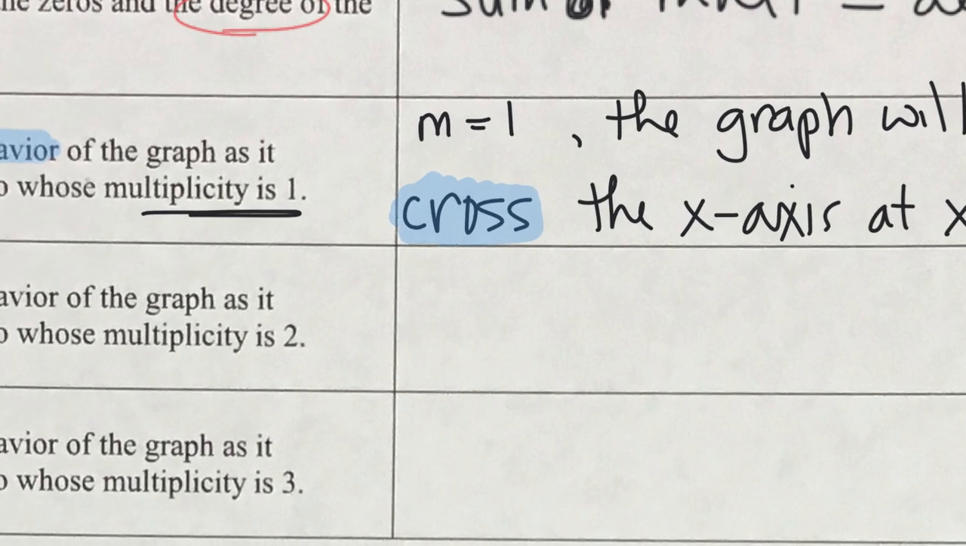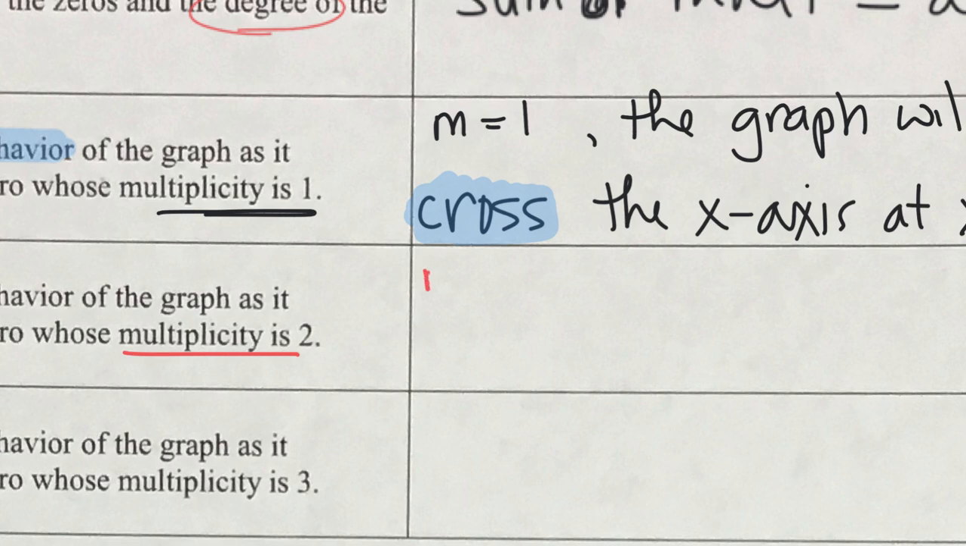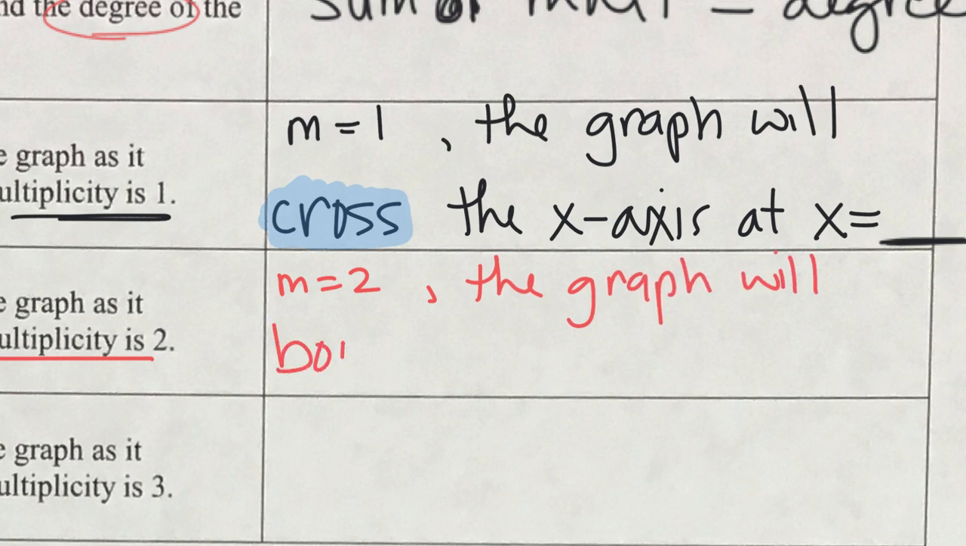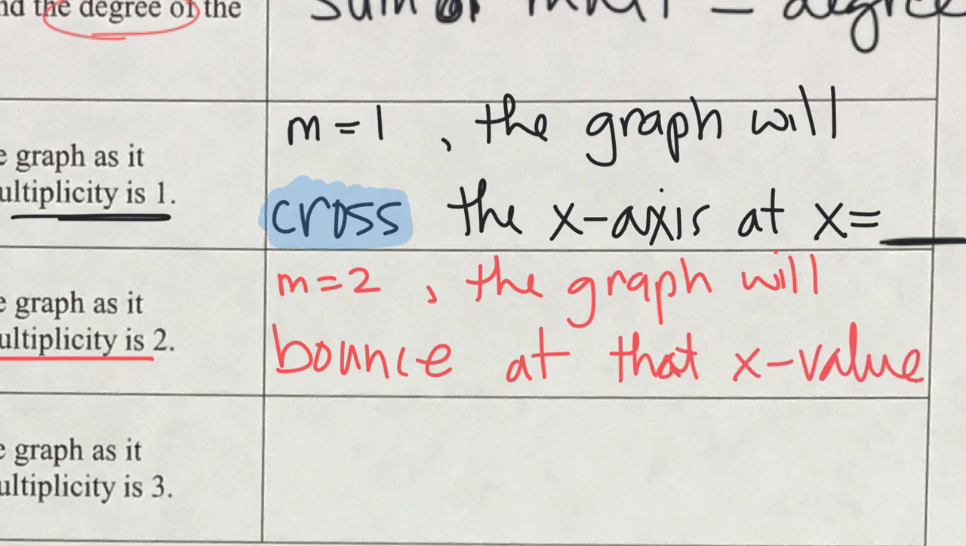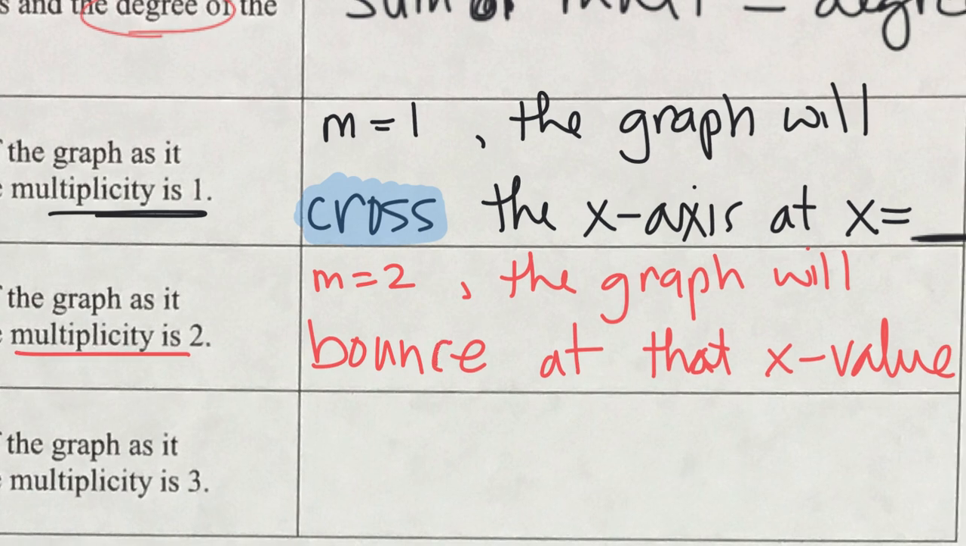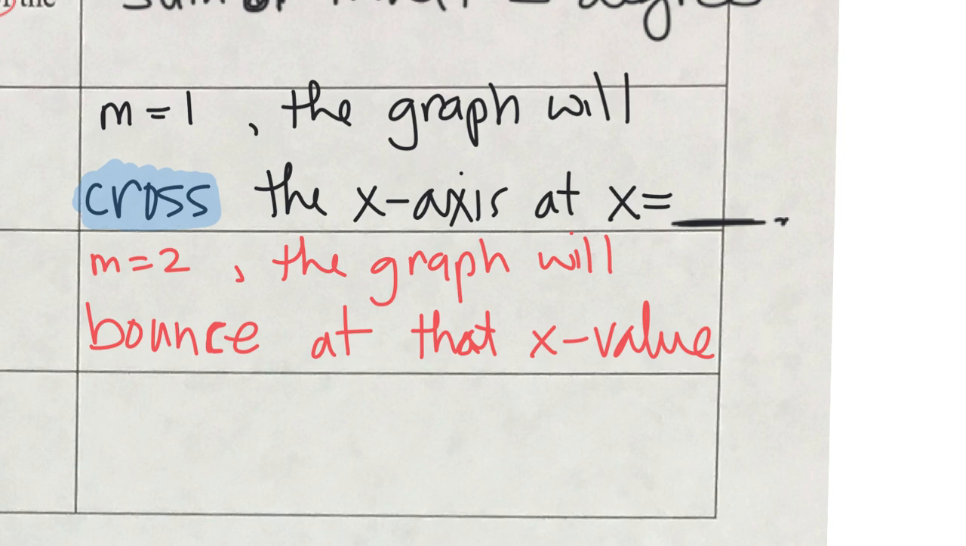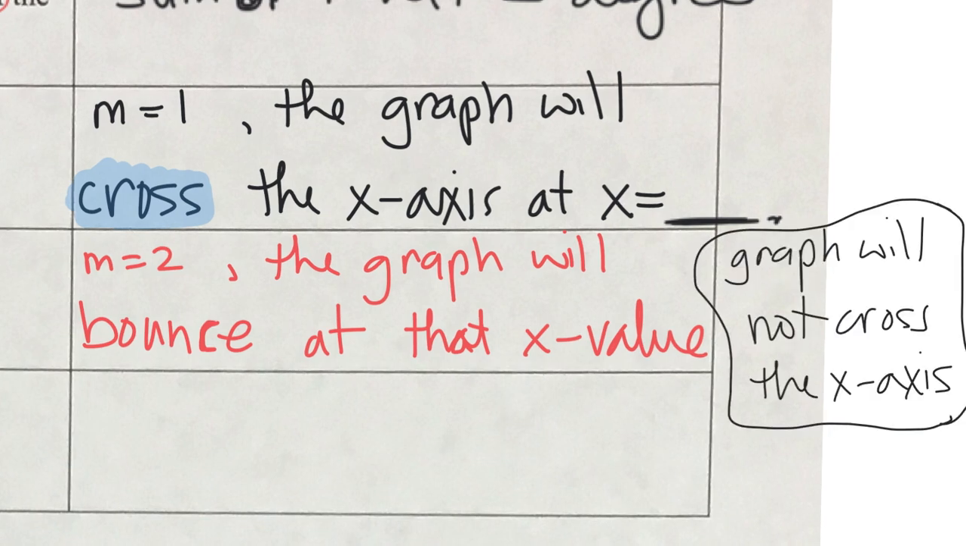The next one, with a multiplicity of 2, what's the behavior? With a multiplicity of 2, the graph will, the word is bounce, at that x value. So at a multiplicity of 2, the graph is not going to cross. The graph will not cross the x-axis at a multiplicity of 2.